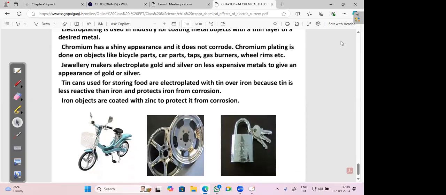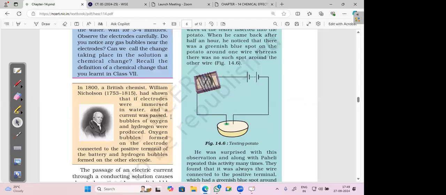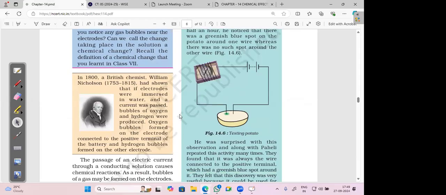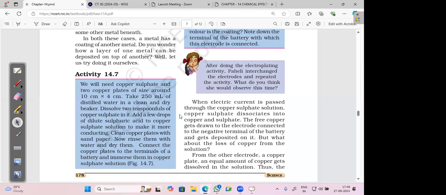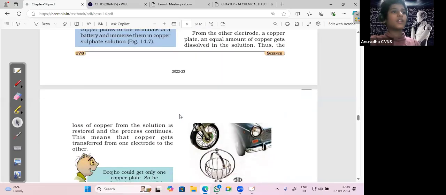Okay, so this is the end of the chapter. We'll do some questions from NCERT. All right, just ending up this chapter now. Anyone has any doubt? Can you define the meaning of galvanization?